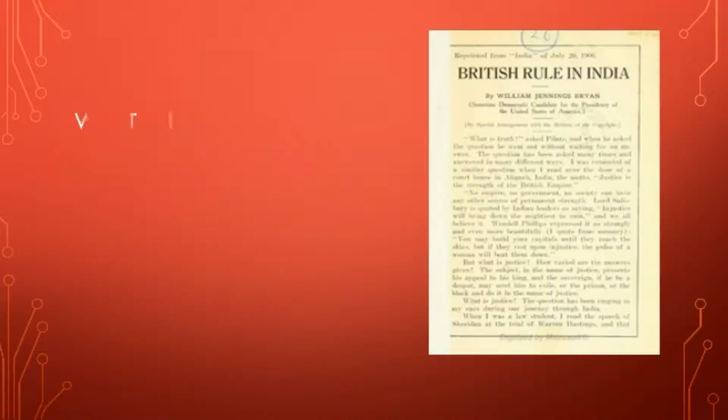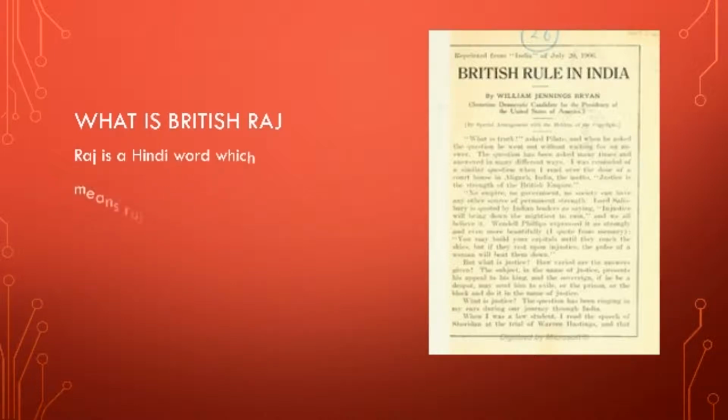So the question is, what is the British Raj? Students, Raj is a Hindi word which means rule. So the British Raj means the rule of the British in India. We will discuss the British rule in India, how they ruled India, and what the impacts of their rule on India were.